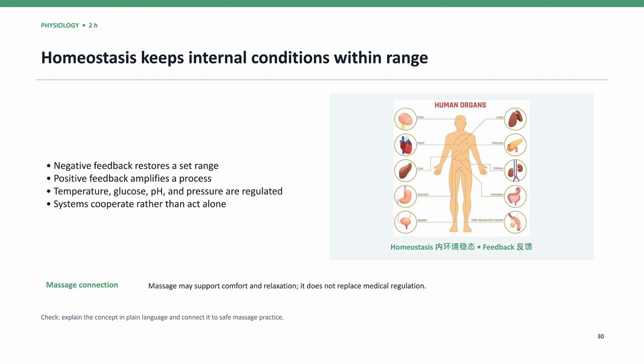When the body becomes cold, the response is different. Blood vessels near the skin constrict, and skeletal muscles may begin to shiver. Shivering produces heat and helps restore normal temperature. The same general pattern appears repeatedly. A change occurs. The body detects it. A control center processes the information. An effector produces a response.